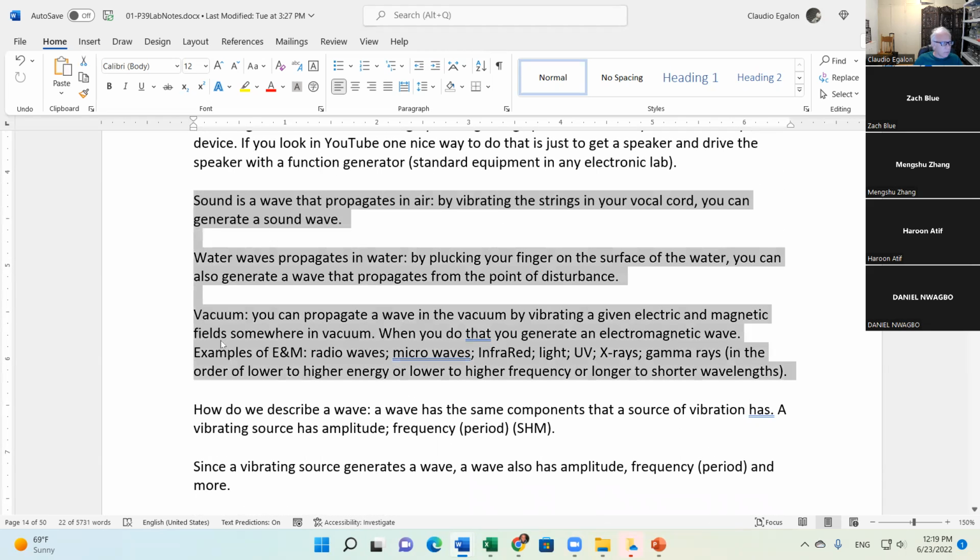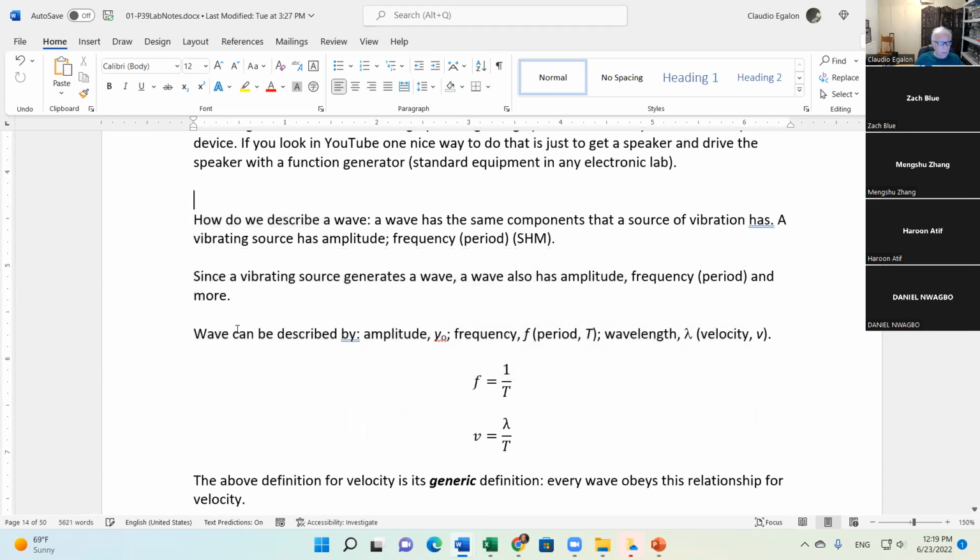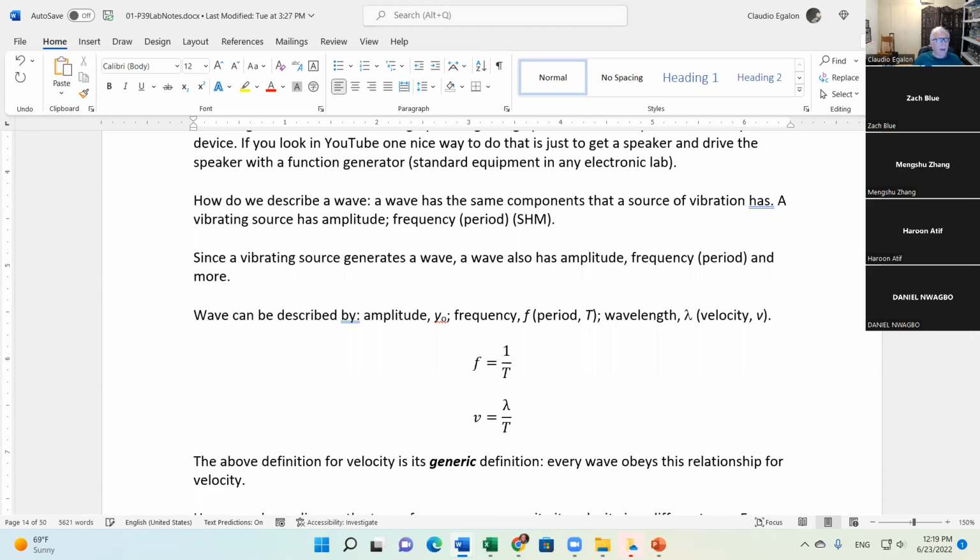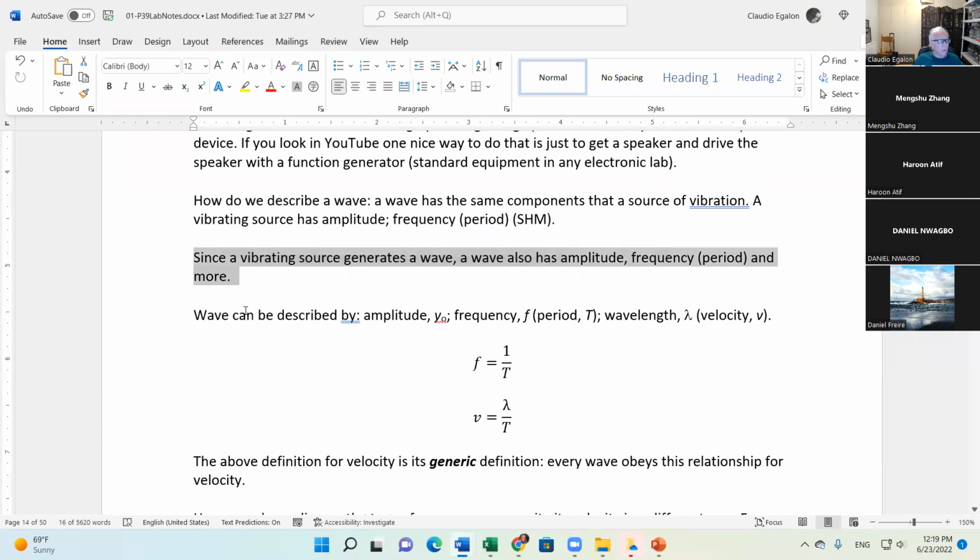Okay, I'm gonna erase this one here. A wave needs to have a source of vibration. Use a source of vibration to generate a wave. A given vibrating source has amplitude, and frequency, or period. Since the vibrating source generates a wave, the wave also has amplitude, frequency, and more.